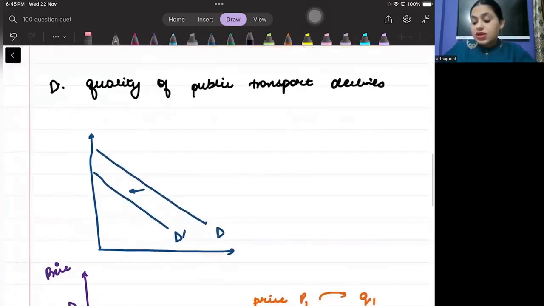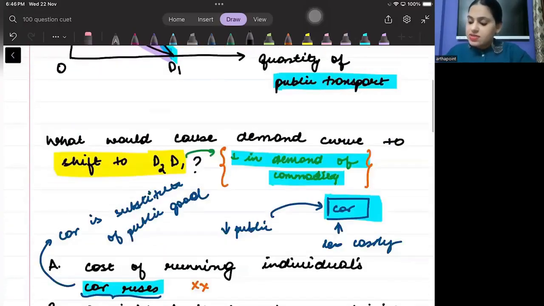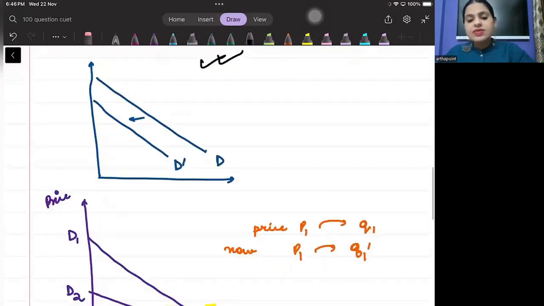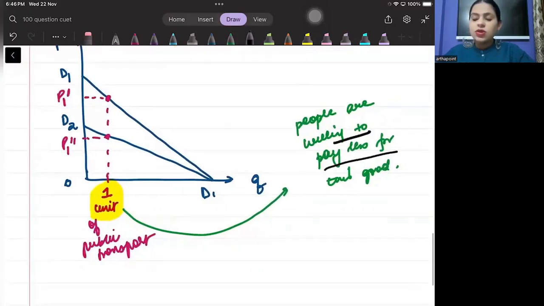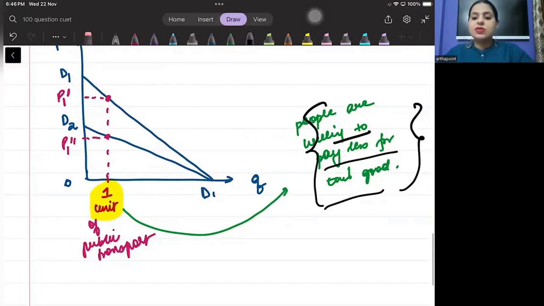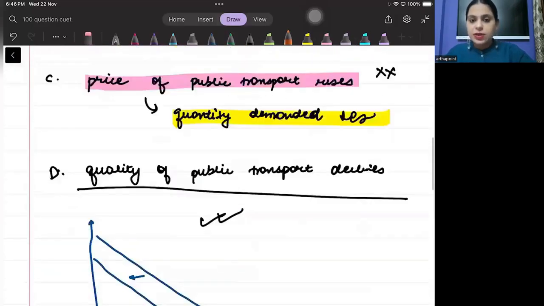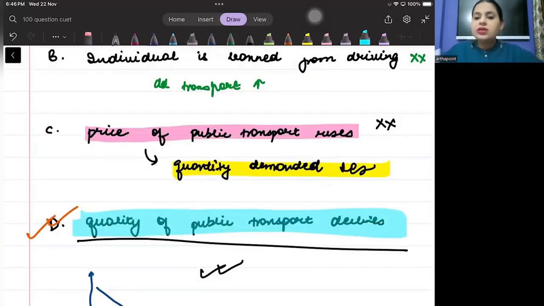Quality of public transport declines. This explains both the reasons. If quality becomes poor, then my demand will fall. And if quality becomes poor, then my willingness to pay for public transport will also fall. So both reasons are correctly explained by this, and both tell why the demand curve is going from D1, D1 to D2, D1. So the answer should be D. The correct answer to this question will be D. Is this clear? Okay, beta. Thank you.